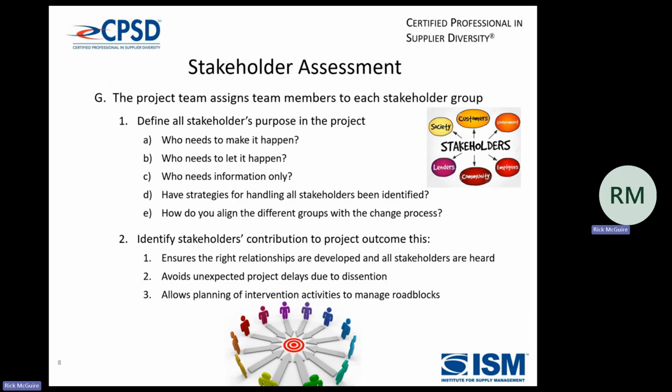Project team assigns team members to each stakeholder group. Define all stakeholders' purpose in the project, who needs to make it happen, who needs to let it happen, who needs information only. Have all stakeholders been identified, and how do you align the different groups with the change process? And then identify stakeholders' contribution to project outcome. Ensures the right relationships are developed and stakeholders are heard. Avoids unexpected project delays due to dissension, and allows planning of intervention activities to manage roadblocks.